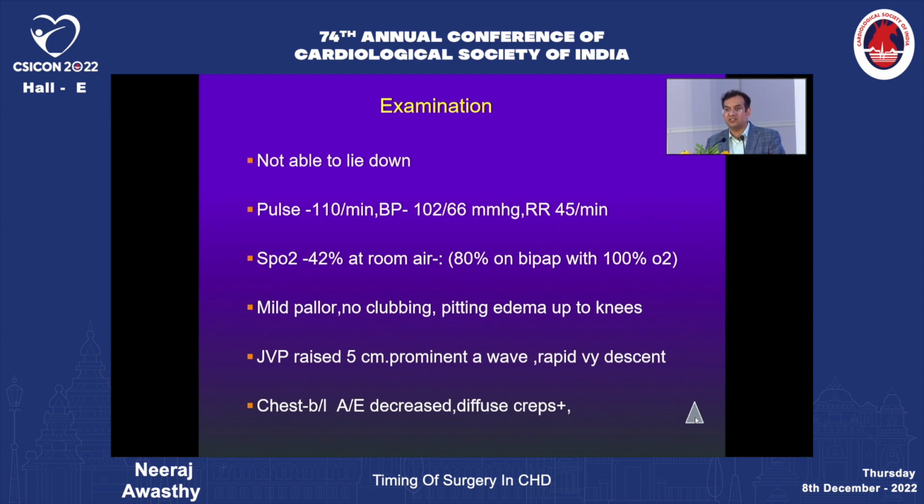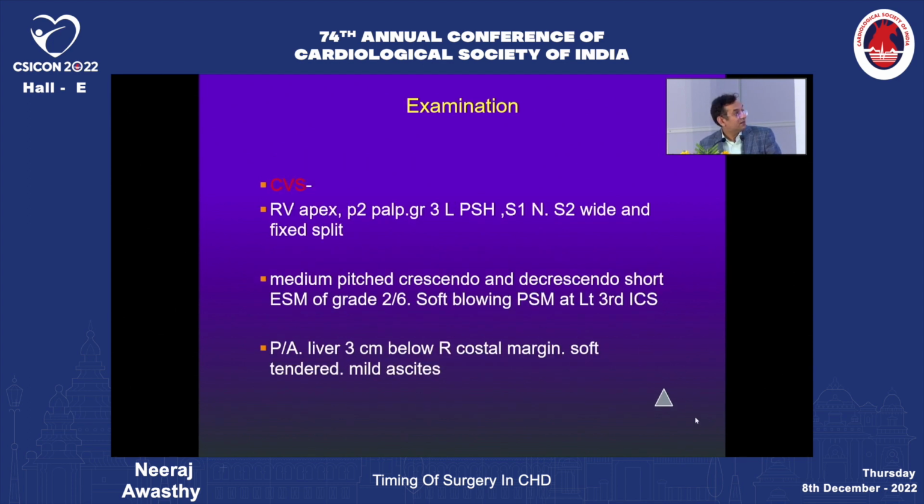She was not able to lie down, was tachycardic, saturation was extremely low, 42%. There was mild pallor, JVPs were raised, and there were crepts all across the chest. This is a usual presentation of a scenario. On examination, there was a RV apex, a wide and fixed split S2, a medium pitched crescendo-decrescendo short ejection murmur, and a short blowing PSM at the left. So there is a murmur of TR and the very soft ejection murmur across the pulmonary vascular bed. There is a liver which is 3 cm below the margin.